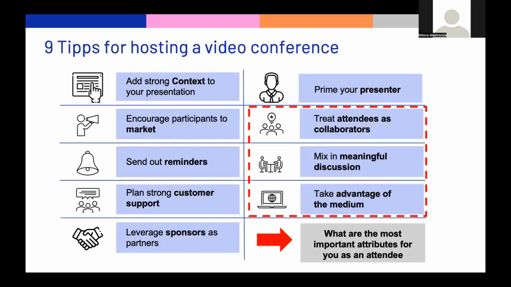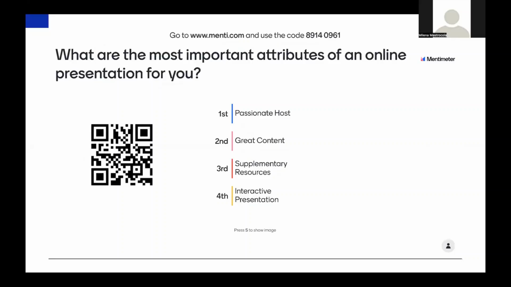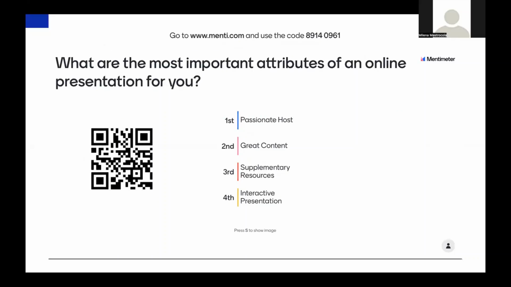So right now I want you to think about what are the most important attributes for you as an attendee of a presentation. And therefore I prepared another little Menti on the next slide. Basically there are 4 criteria I've selected, and you can rank them. So you have to give, for example, the content the first rank, meaning that this is the most important attribute for you joining a presentation, and just rank first place, second place, and third and fourth.